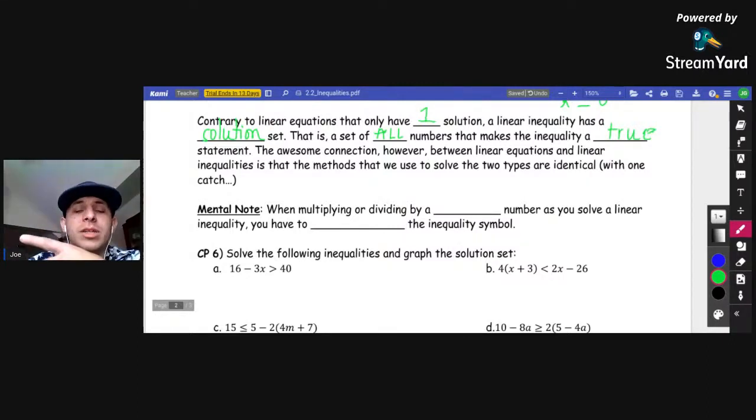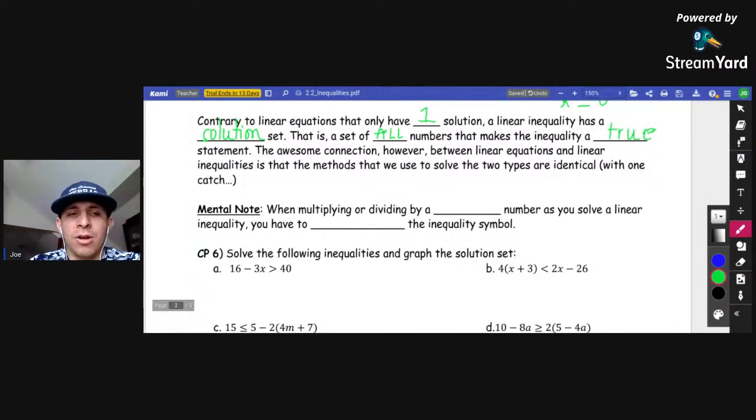All right, the awesome connection, however, between linear equations and linear inequalities is that the method that we use to solve the two types are identical, with one catch, right? And you're probably sitting at home, as an adult, and you're like, this was always the deal with math, right? It was always, oh, but don't forget about this. Oh, but don't forget about that.